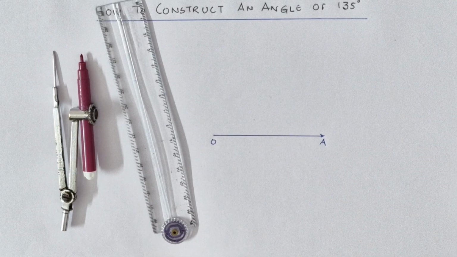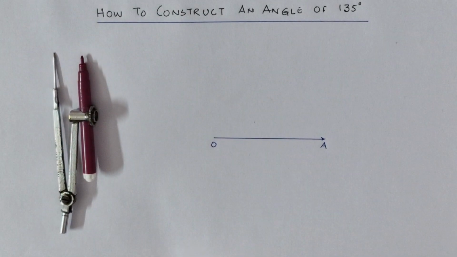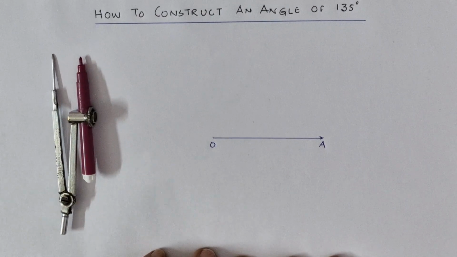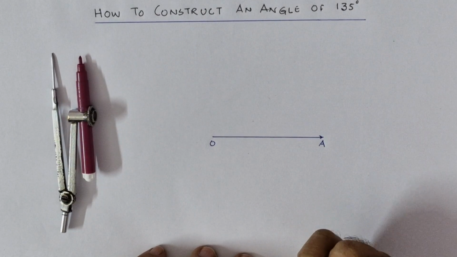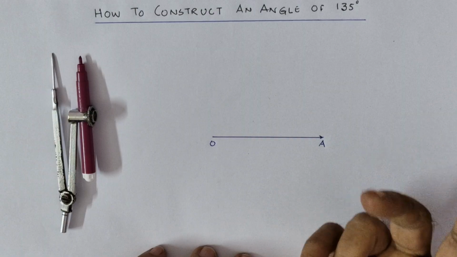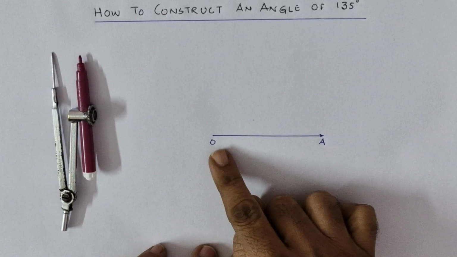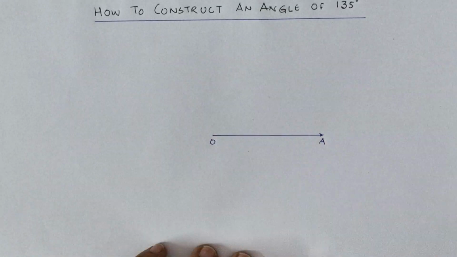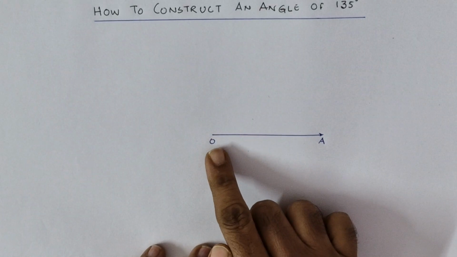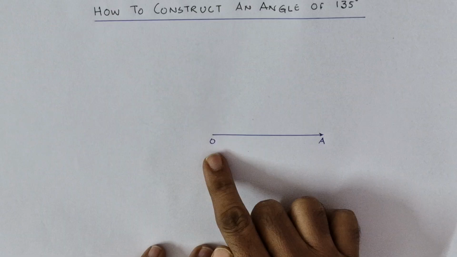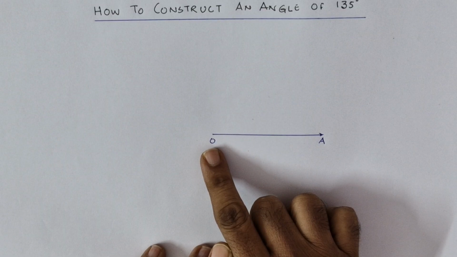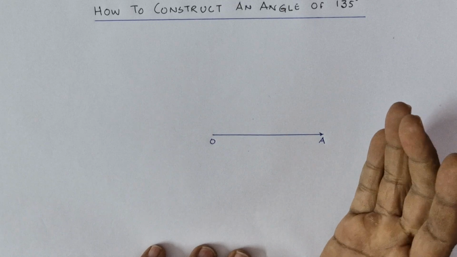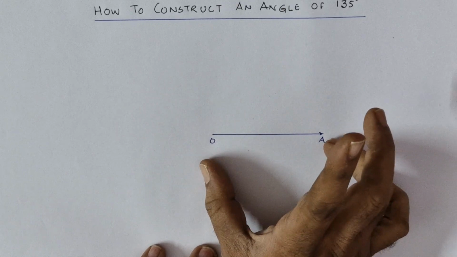Okay, so let's start. To start the construction of an angle of 135 degrees, you need a line, a line segment, or an arm of an angle. So we'll start by constructing an arm of an angle of any length. I have already constructed an arm of an angle, that is AO, O being the vertex of the angle of 135 degrees. Now how do we conceptualize the whole process?